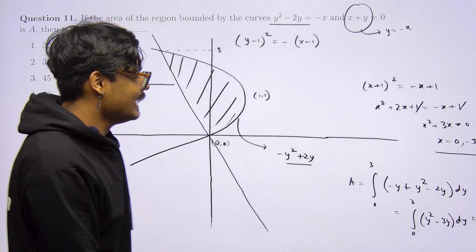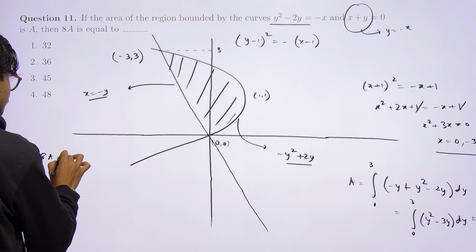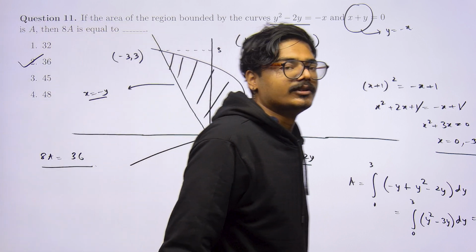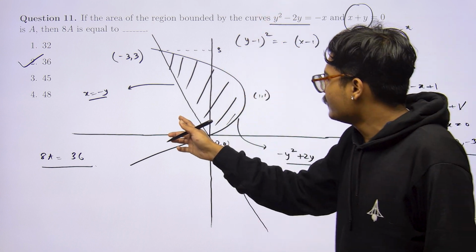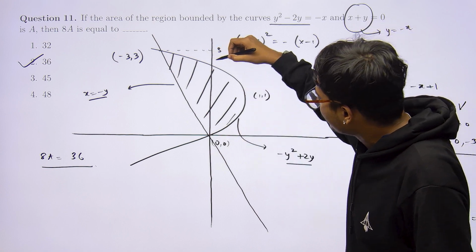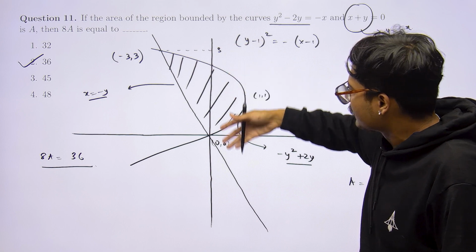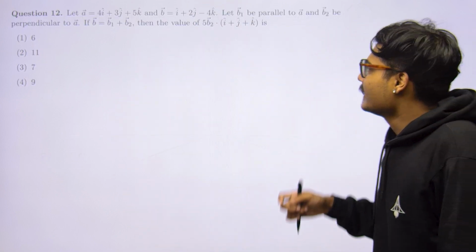So the value of a is going to be 9 by 2, so the value that you're looking for is 8a, which is going to be 36. So that's your correct answer. So your right option is option 2, which is 36. So remember this trick, that had we tried to integrate with respect to the x-axis, we would have to consider up till this point and then another point. That's a lot of work, right? So you can use a trick that you integrate with respect to the y-axis, okay? Cool. All right, coming to the next question.